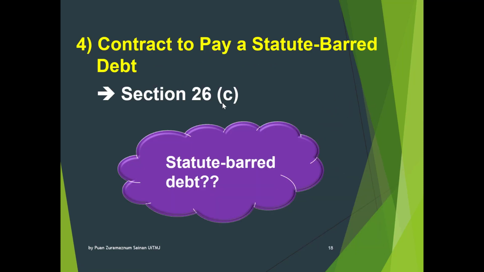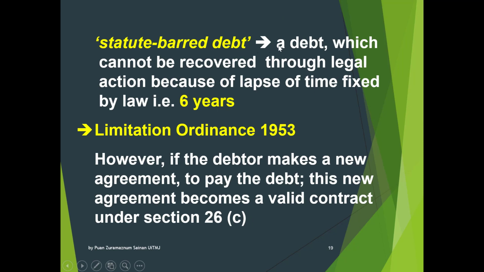Now, the fourth exception is a contract to pay a statute barred debt. Satu perjanjian untuk membayar satu hutang yang telah dihalang oleh statute. Statute barred debt, hutang yang dah tersekat oleh statute, oleh undang-undang. What is a statute barred debt? Here it means that it is a debt which cannot be recovered through legal action. Yang tak boleh lagi nak dituntut melalui tuntutan mahkamah ataupun undang-undang because of lapse of time fixed by law, sebabkan dah luput tempoh yang ditetapkan oleh undang-undang, iaitu 6 years.